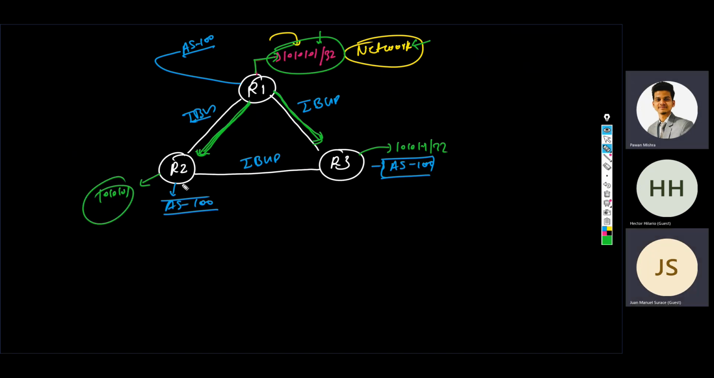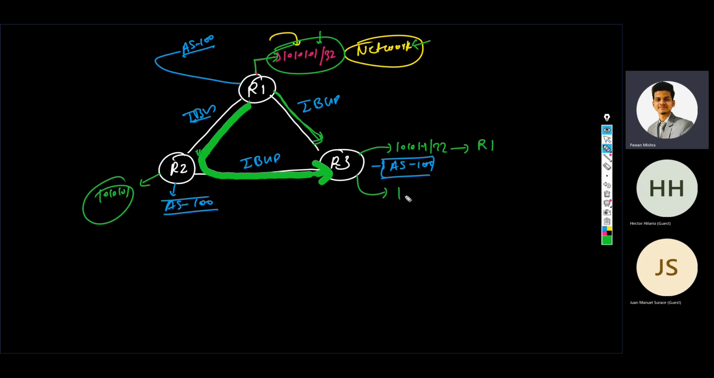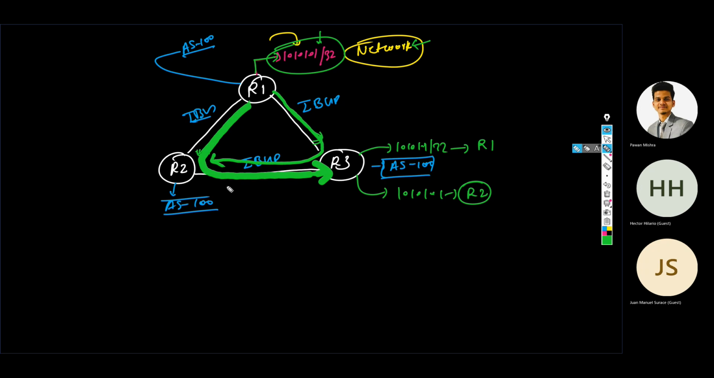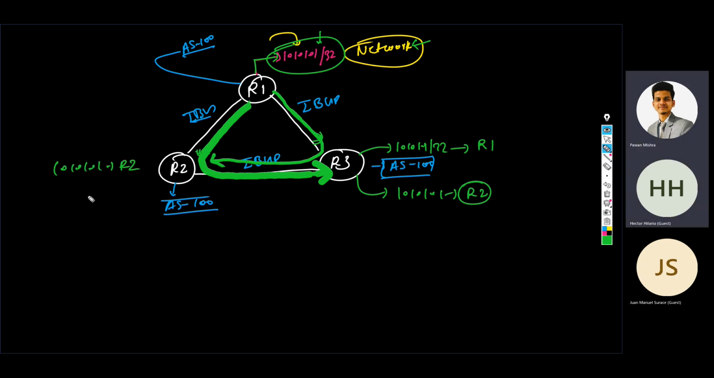Now what will R2 do? R1 will share to R2, and R2 is also sharing to R3. It means right now R3 will receive this 1.1.1.1 from R1, and R3 will receive one more 1.1.1.1 route from R2. Exactly the same thing happens here as well. R1 is also sharing this route to R3, and R3 is also sharing the same route to R1. It means R1 will receive the 1.1.1.1 route from R1, and exactly the same 1.1.1.1 route will be received from R3 as well.